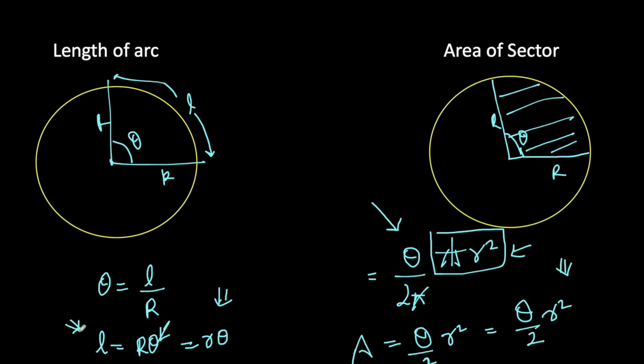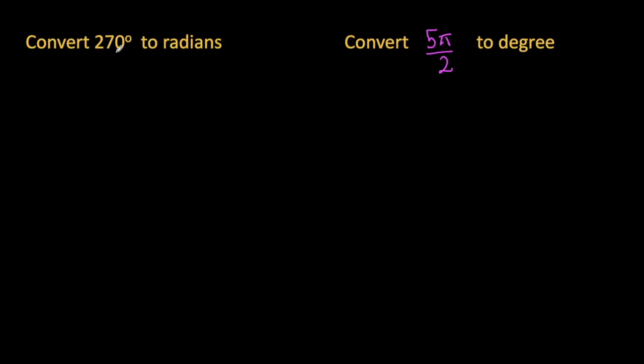Okay, so let's try some questions based on this topic. The first question is: convert 270 degrees to radians. So the angle is 270 degrees.